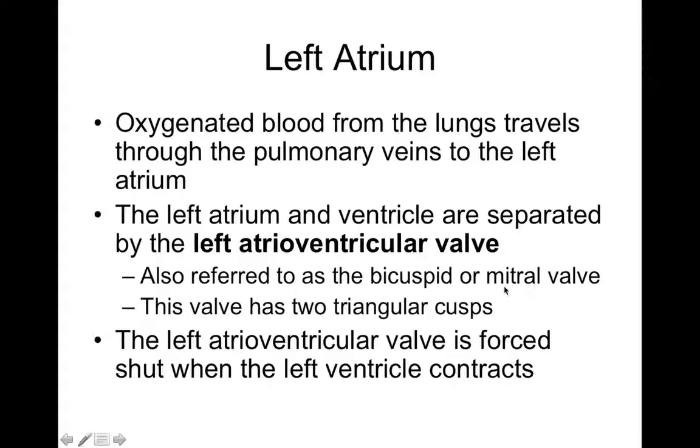It's called a mitral valve because mitral means pertaining to the mitre, which is like the Pope's hat. So it looks like a Pope's hat. It has these two triangular cusps, hence the name bicuspid as well. And this is actually going to be force closed when the left ventricle contracts.